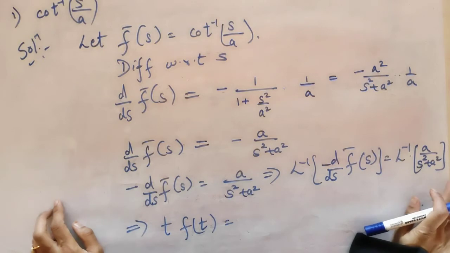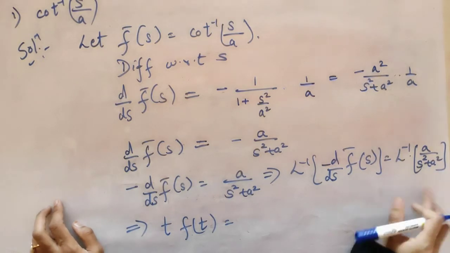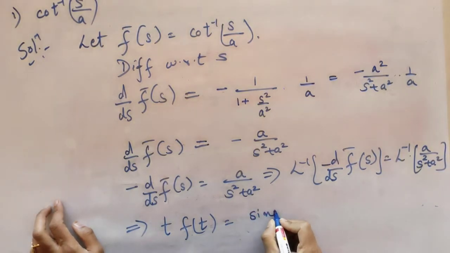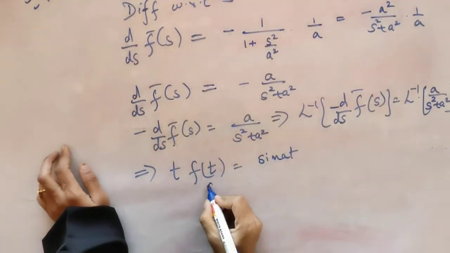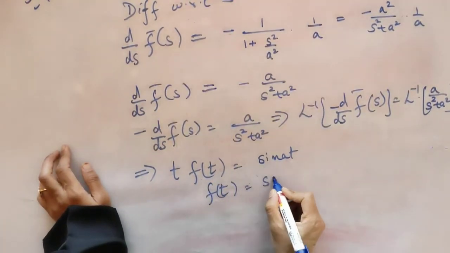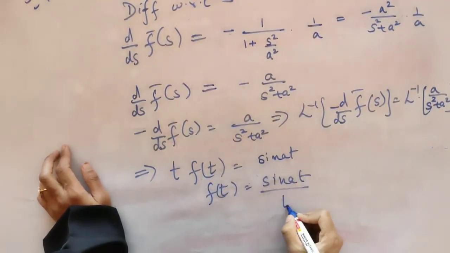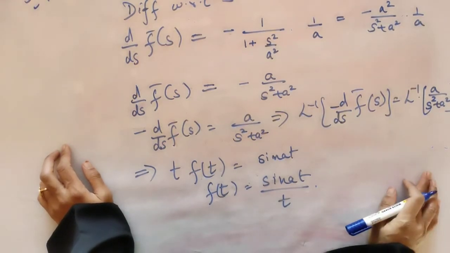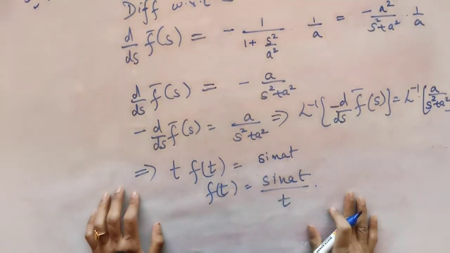L inverse of a divided by s square plus a square. It is sine at. I want f of t from here. So f of t turns out to be sine at over t. I hope it is clear to all of you. If you still have any doubts, do ask me in our WhatsApp group.